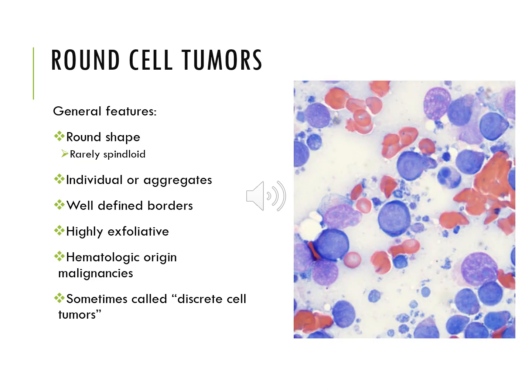So the last cell type I'm going to discuss are the round cell tumors. And so these are round in shape, go figure. They can be spindeloid rarely. So with things like histiocytic sarcoma, you can get round to spindeloid cells. So that's just something to keep in mind.